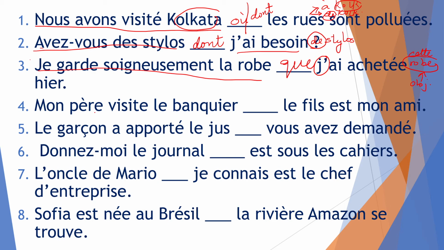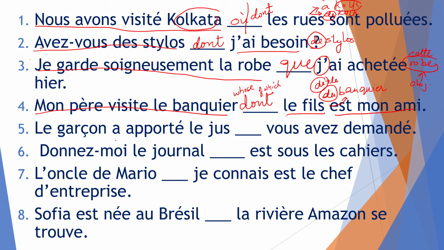Then, mon père visite le banquier — le fils est mon ami. So the first sentence will be mon père visite le banquier. Second will be le fils, what? The son du banquier, the son of the banker, est mon ami. Now du is a contracted article, de plus le, so this is belonging, right? The son belongs to the banker, therefore possession will make you write dont. My father visits the banker whose son is my friend. Remember, dont is whose, it is also of which.